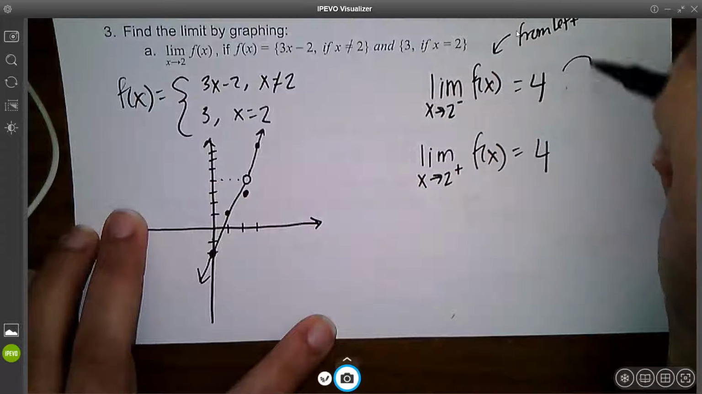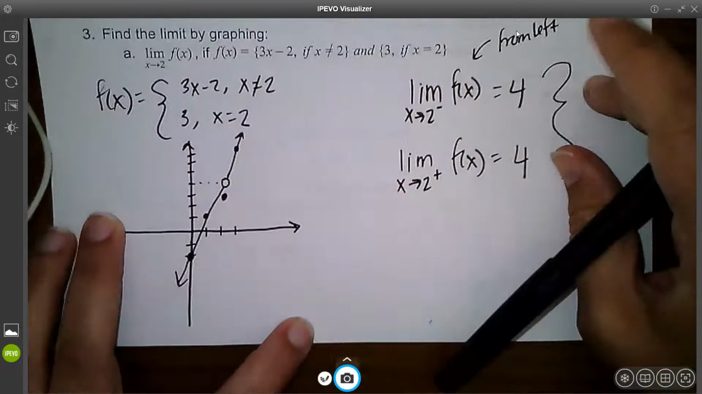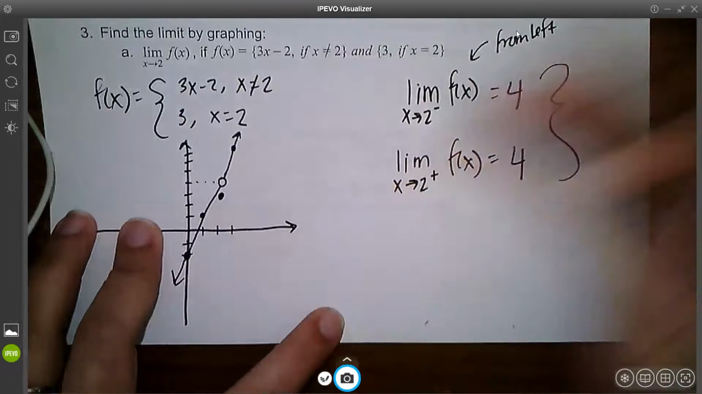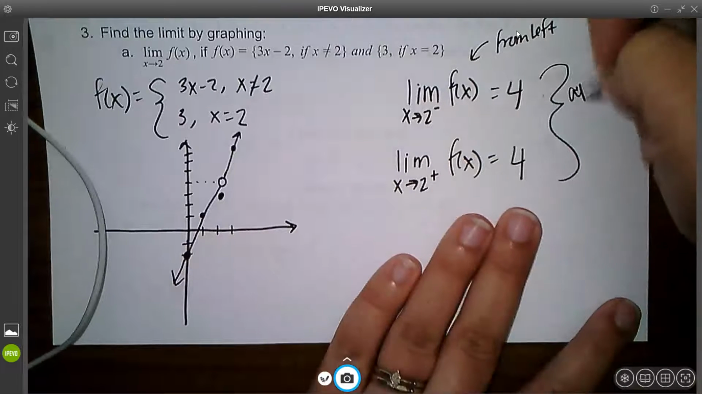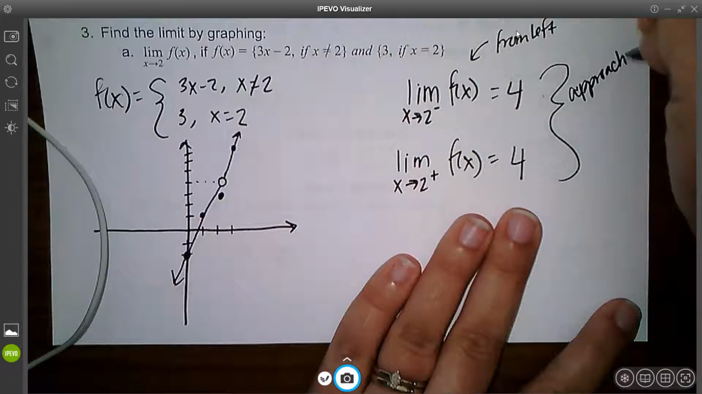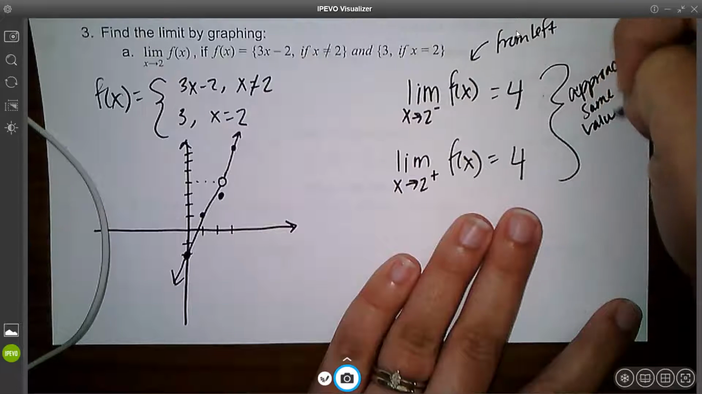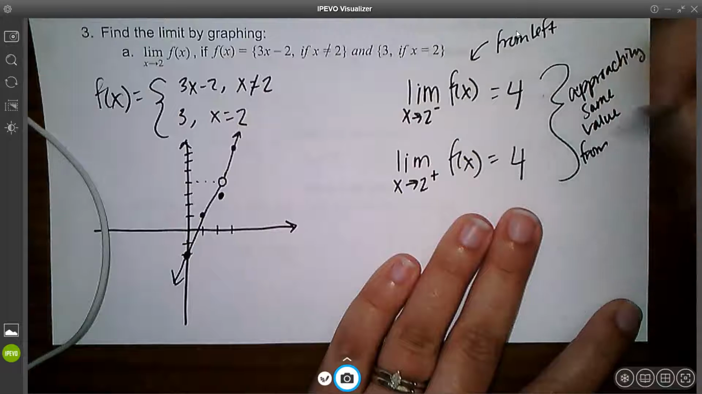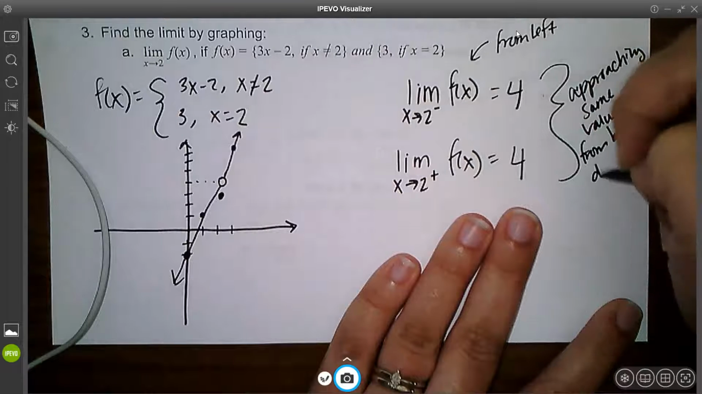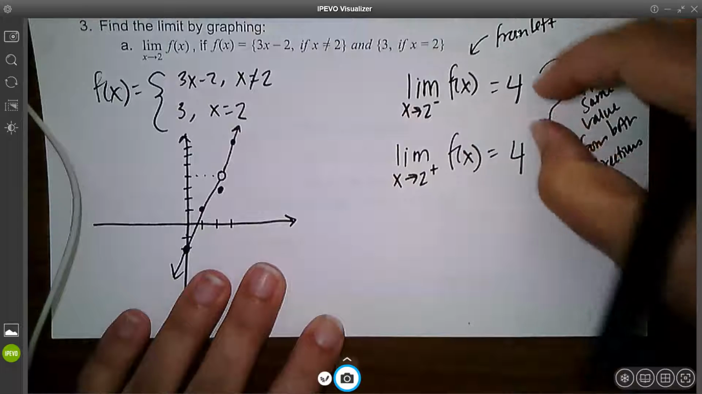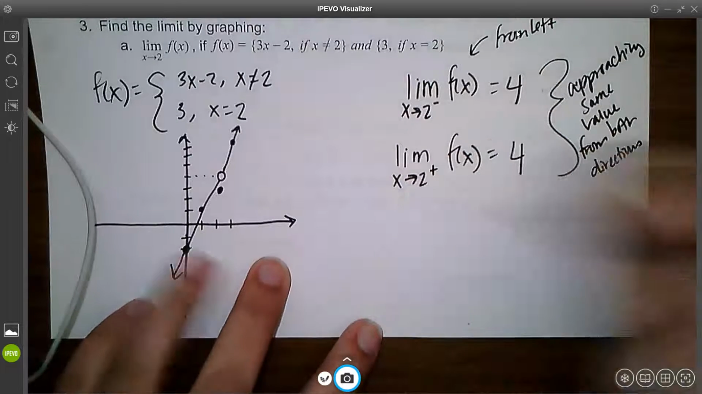So because this approaches the same value, it's about knowing what your function is approaching, not necessarily what it actually is. So because we are approaching the same value from both directions, then our limit exists, and that's the limit of the function overall.